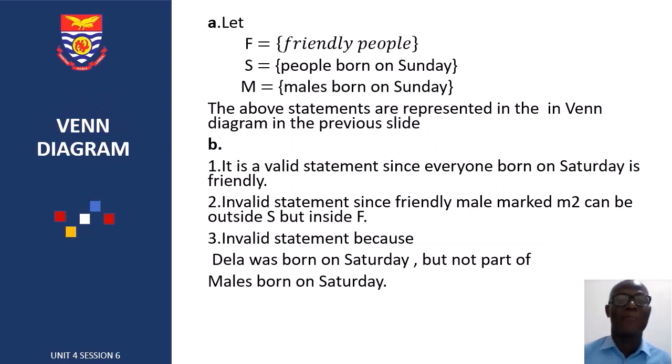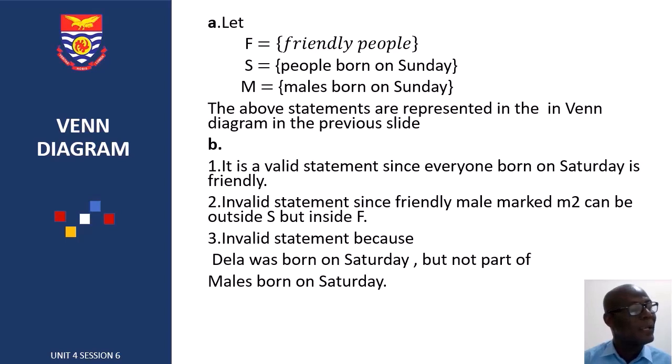From the Venn diagram, the following conclusions are drawn. 1. The statement that all males born on Saturday are friendly is valid. This is because everyone born on Saturday is a subset of friendly people, or the oval Saturday is within the rectangle, which is for friendly people. So therefore, if you are born on Saturday, you are automatically friendly. Hence, the statement is valid.